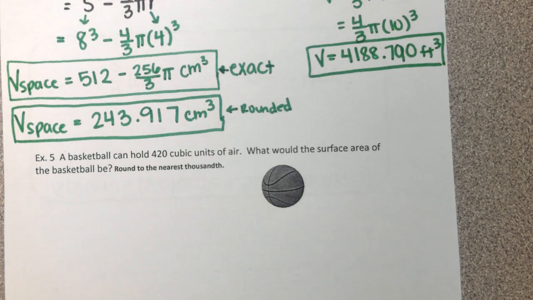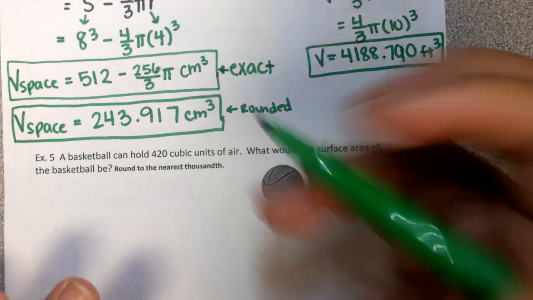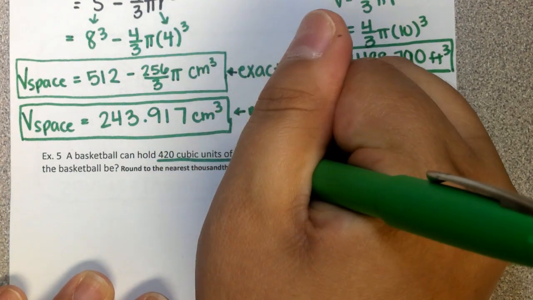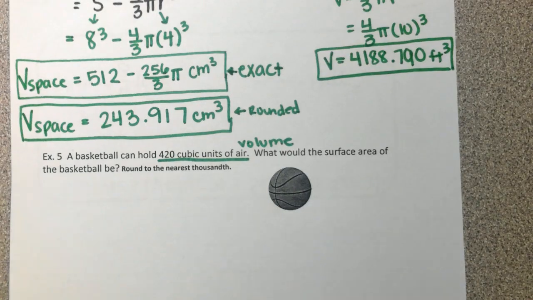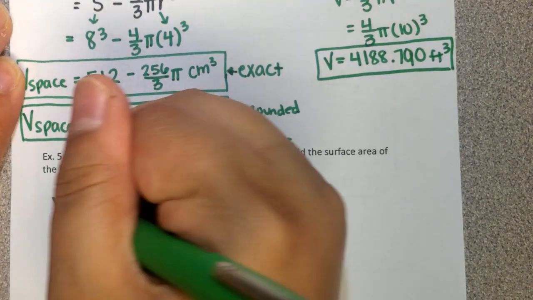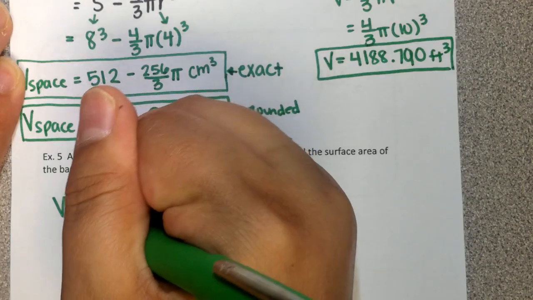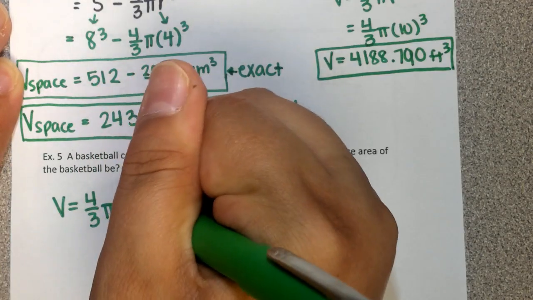What do I know? Why is 420 the volume? Because it holds the air, and the air is inside the ball. That is the volume. So I am given the volume. So I'm going to write the volume formula first.